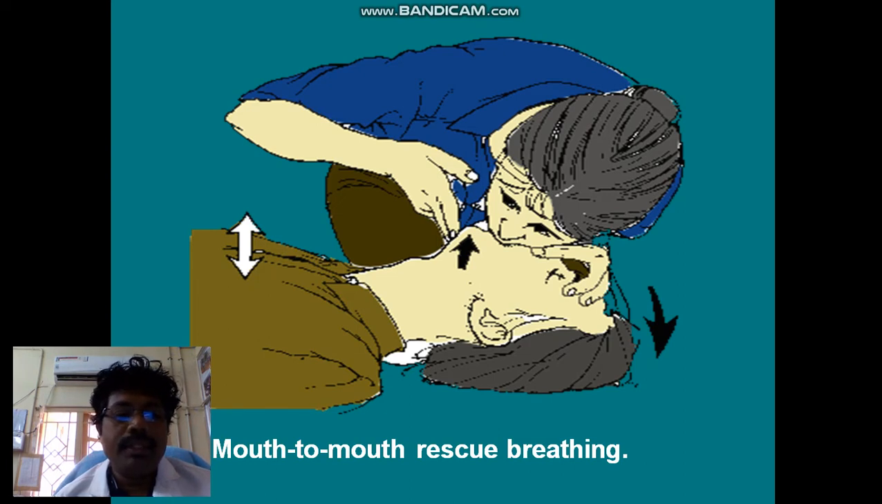At the same time, simultaneously, the first aider is giving the mouth-to-mouth respiration through her mouth. Open the patient's mouth, close the nose of the patient, and seal the mouth with your mouth, and you should take a deep breath before that and blow into the oral cavity. That blowing should not be leaked through the patient's nostrils. Before that, you should close the nostrils with your left hand, and simultaneously the head should be tilted and the chin lifted.